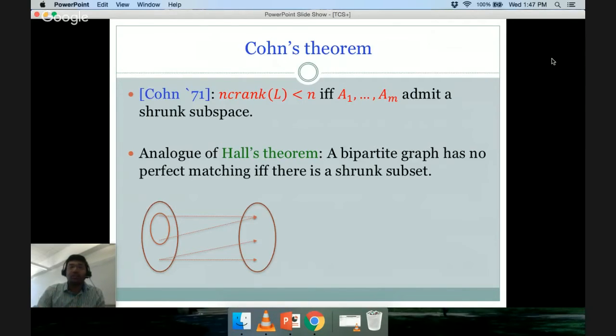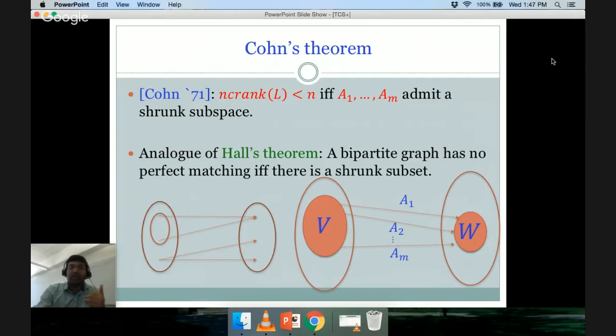Cohn's theorem is just a linear algebraic generalization of Hall's theorem. So the non-commutative rank is smaller if and only if there's, now a subset is replaced by a subspace V on the left hand side, such that all the A1 to AM map it into some smaller subspace W. So this was proven by Cohn in '71. Any questions about this theorem?